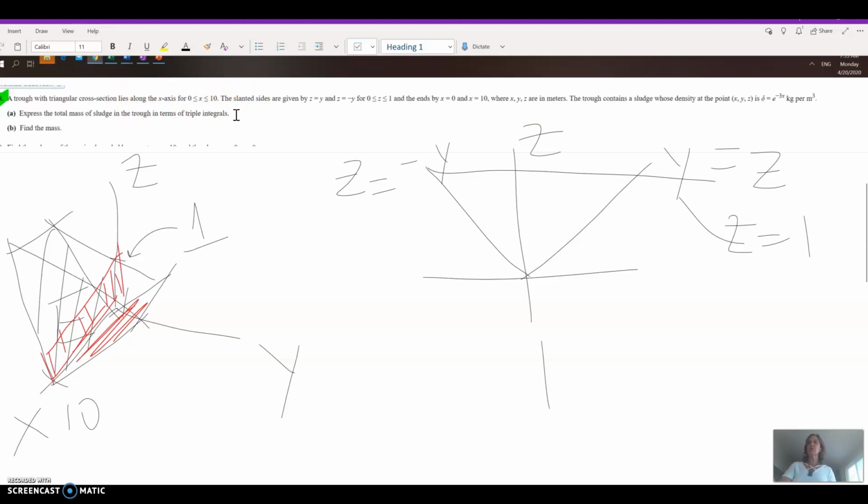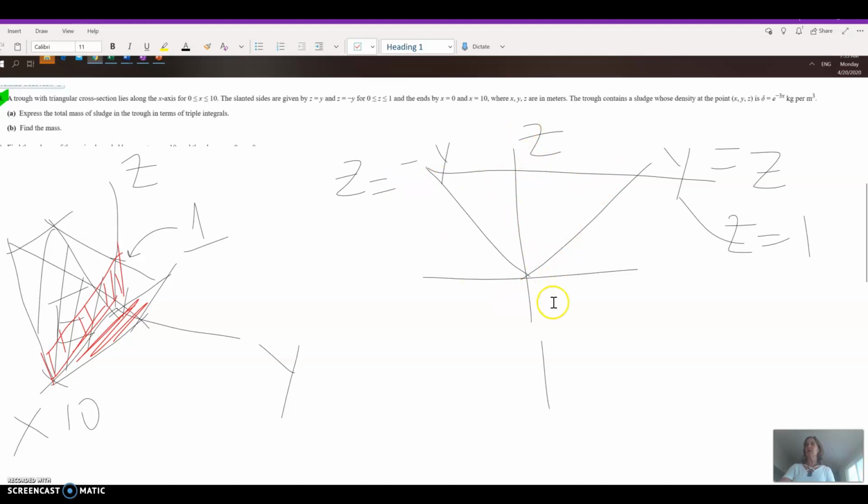The solid region they're describing to me with a system of algebraic inequalities, so it's up to me to visualize what's going on. I have a trough, which is where animals come to drink from, and it has triangular cross sections, and it lies along the x-axis. So that's what I've sketched here briefly. X goes from 0 to 10, and the slanted sides are given by these equations: z equals y and z equals negative y, and z is stuck between 0 and 1.